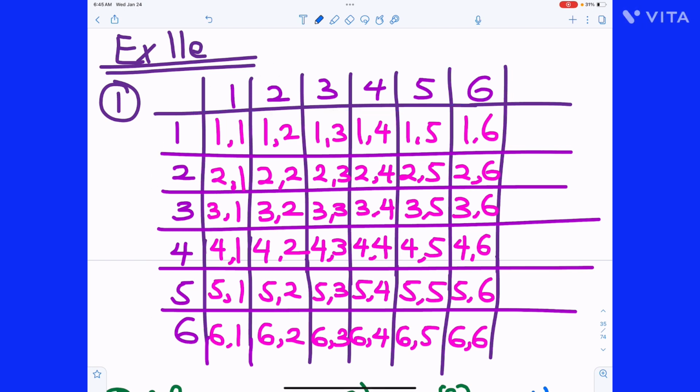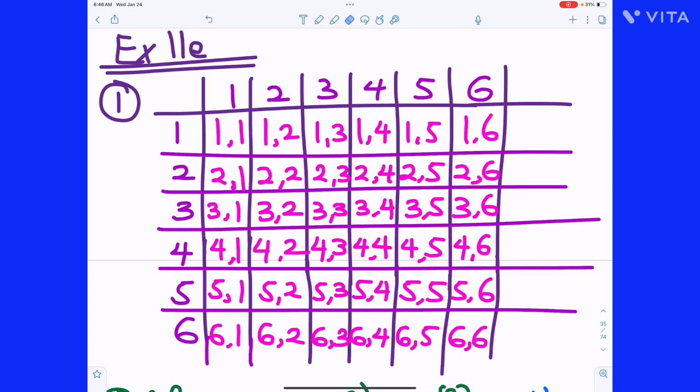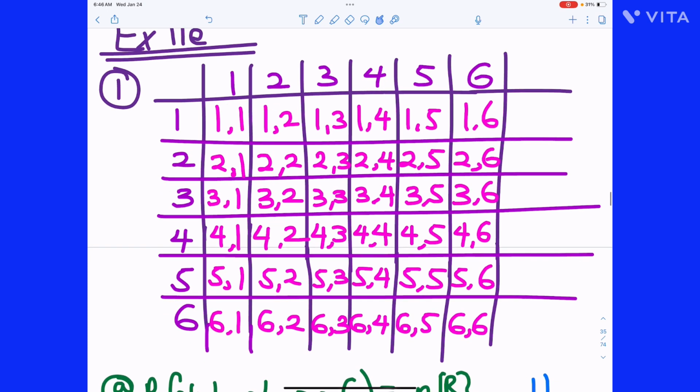So this means it's possible to get one from the first die and one from the second die. It's also possible to get one from the first die and two from the second die. So we go on and on like that and form all the possible outcomes that we can get from tossing those two dice. The question now says, find the probability of getting at least one 6.